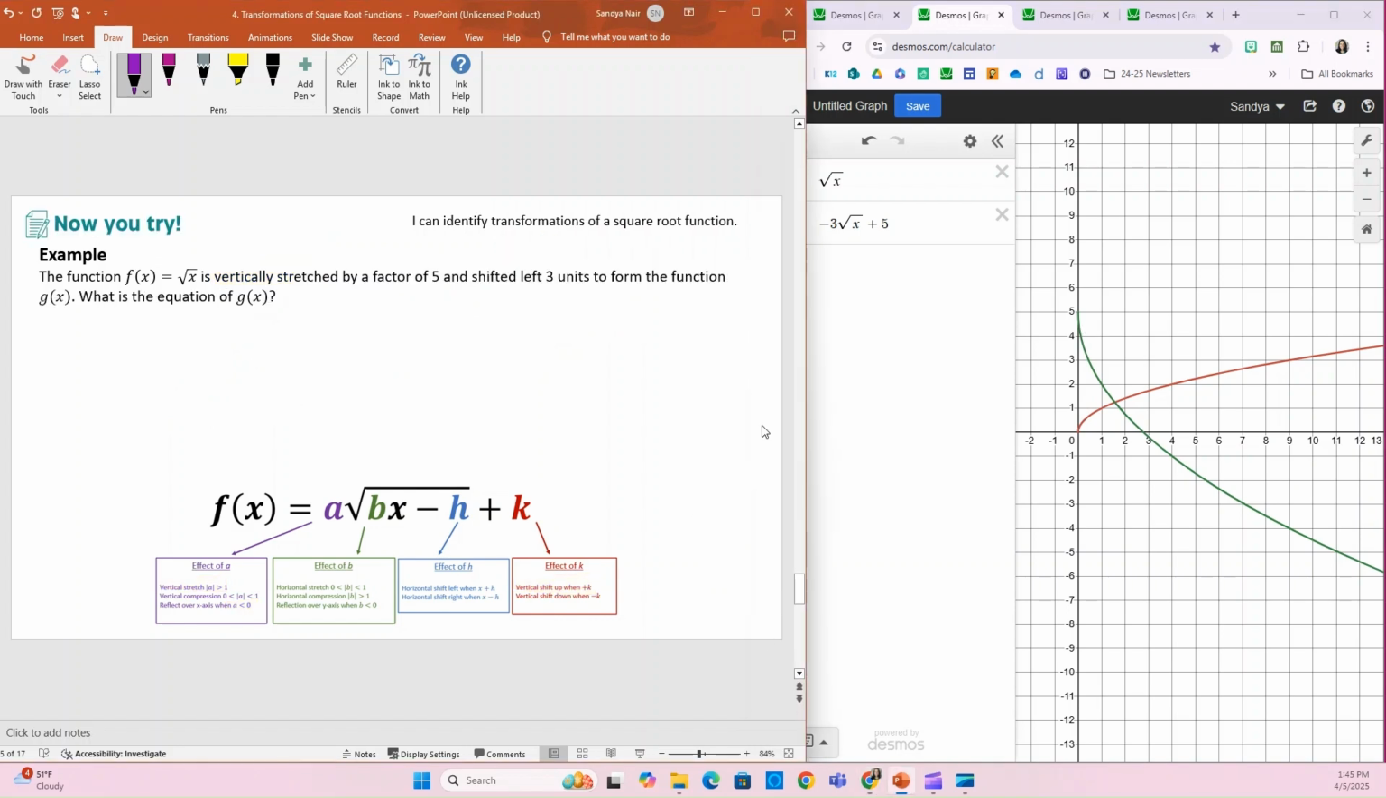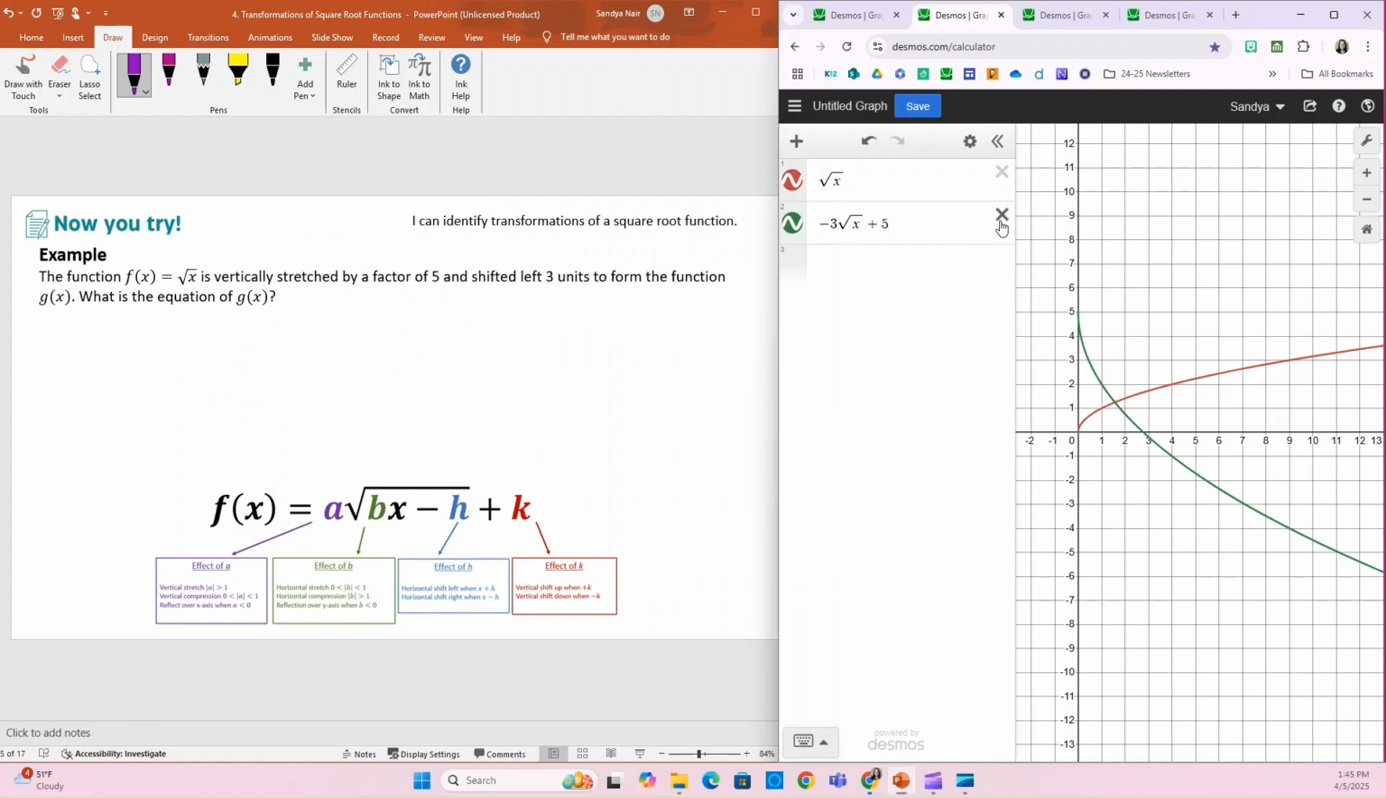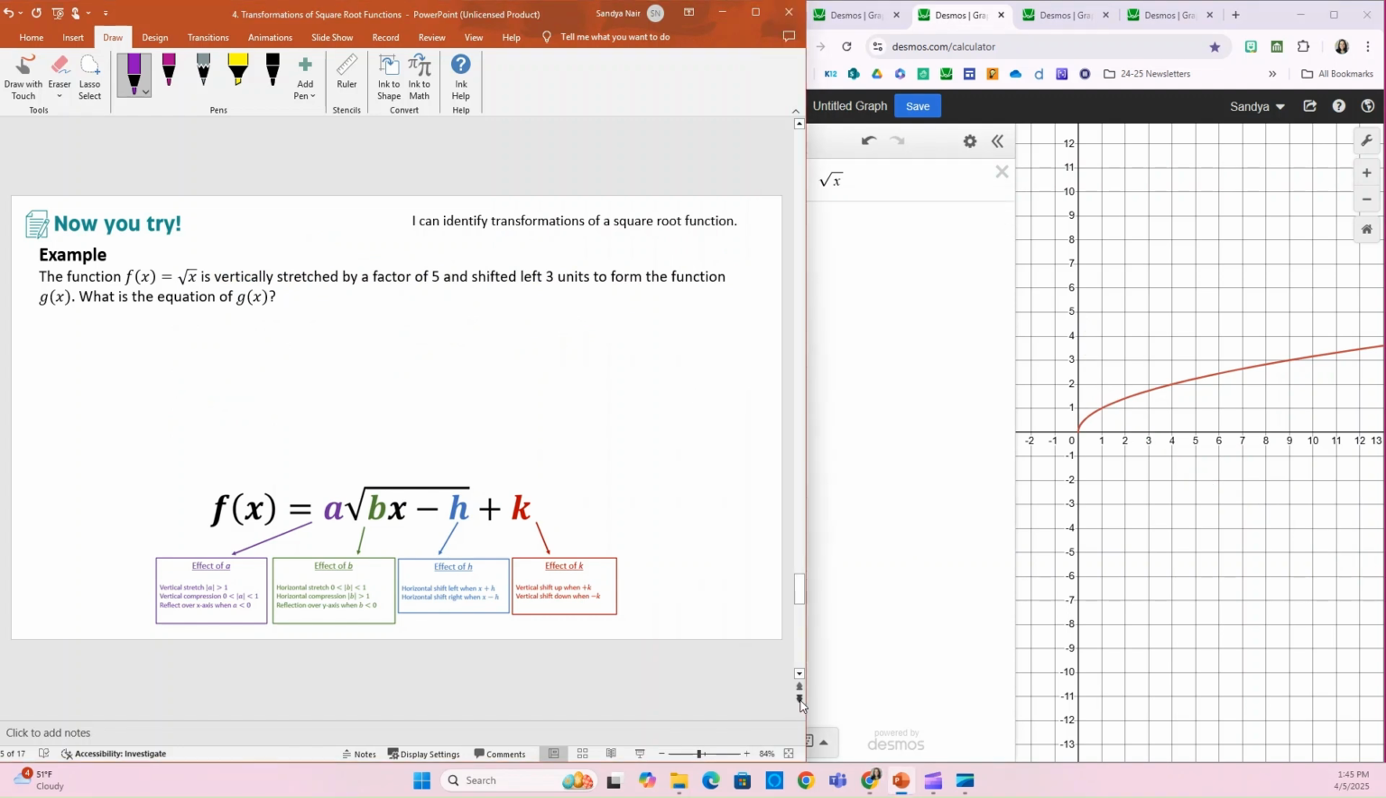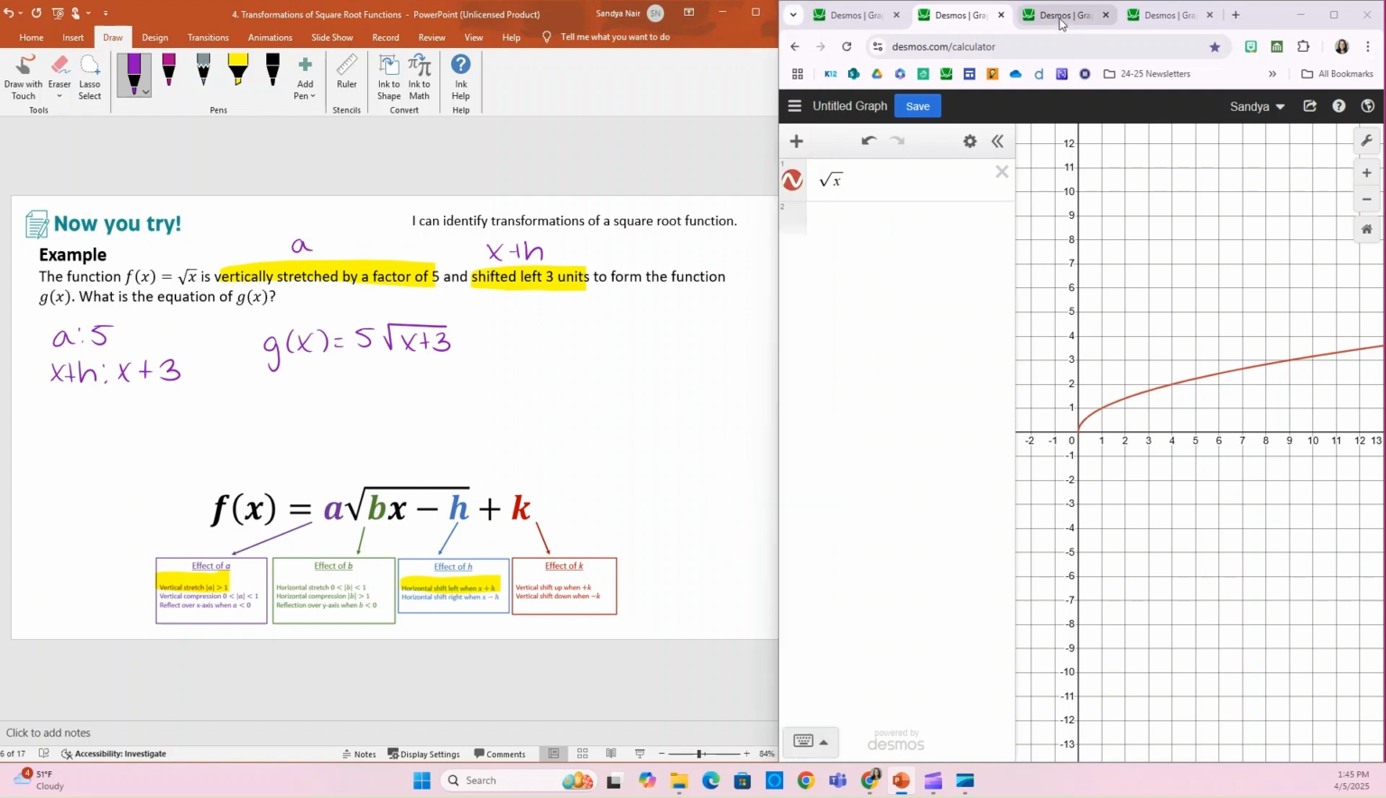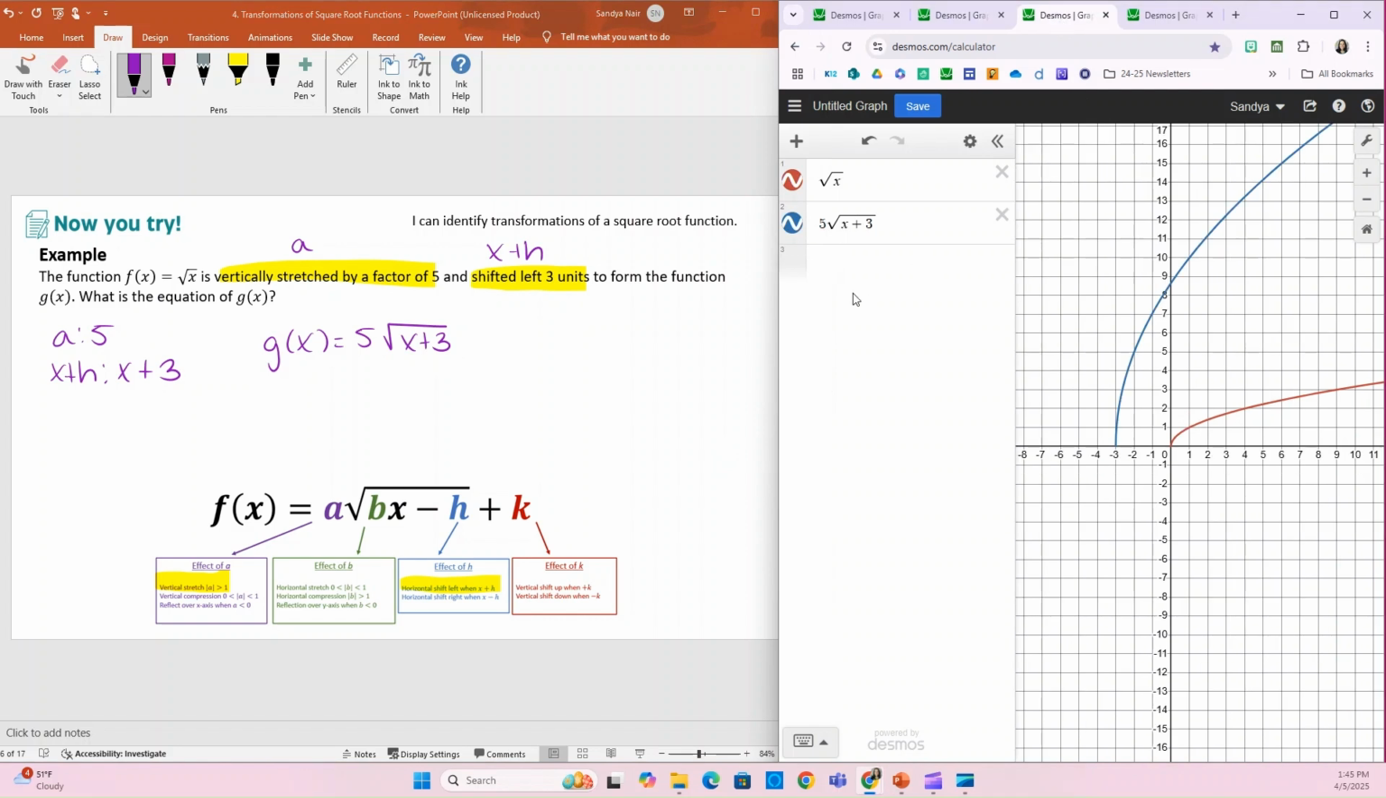So now you can go ahead and pause the video and try doing this example on your own. So let's see what's going on here. We have a function f of x equals the square root of x that's vertically stretched by a factor of 5 and shifted left 3 units to form g of x. So vertically stretched by a factor of 5 means that a is greater than 1, so we have 5. Shifted left 3 units means we have x plus h, so that's going to be x plus 3. So the new equation is going to be 5 square root of x plus 3.